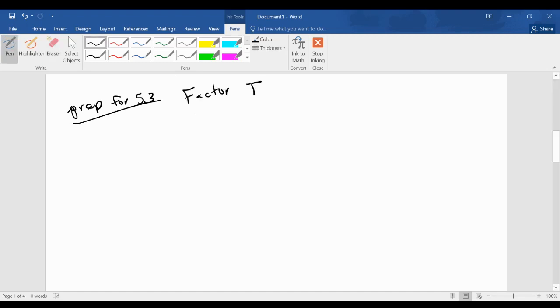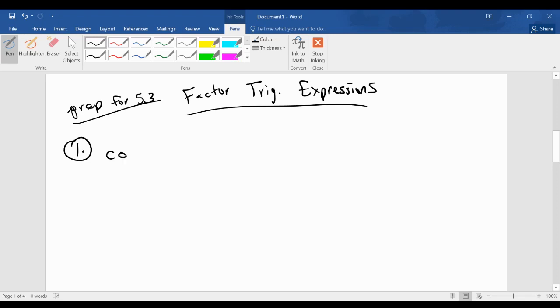What we're going to be doing is factoring trig expressions. We did this once before in class. Some of you did that on the most recent quiz as well. Let's go ahead and factor. So here's what I'm talking about. If we have cosine of x times tangent of x minus cosine of x, this can be factored.